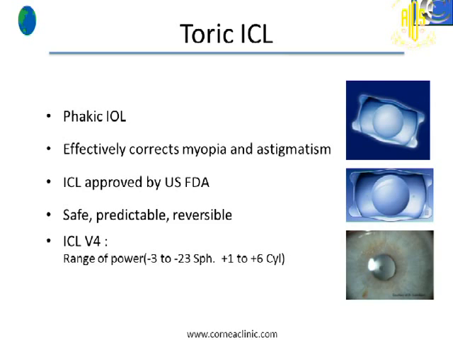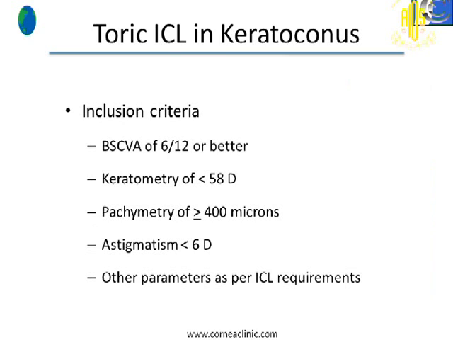The ICL V4 has a range of -3 to -23 diopters spherical and corrects almost up to 6 diopters of astigmatism. The inclusion criteria that we had for our keratoconus patients was, one, as I mentioned earlier, that the best spectacle corrected visual acuity should be 6/12 or better. The overall keratometry should be less than 58, so it was basically for early to moderate keratoconus patients. Pachymetry of more than 400 microns, because most of these patients we also went ahead and did collagen cross-linking to stabilize the keratoconus. The overall astigmatism less than 6 diopters, and the other parameters as per requirements of the ICL.